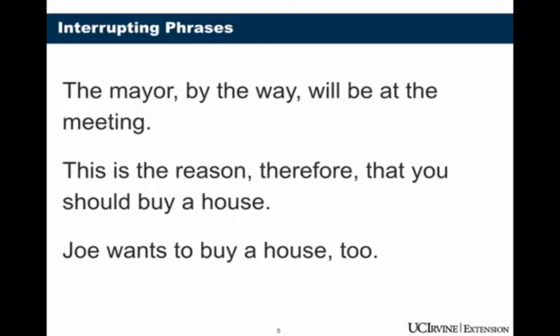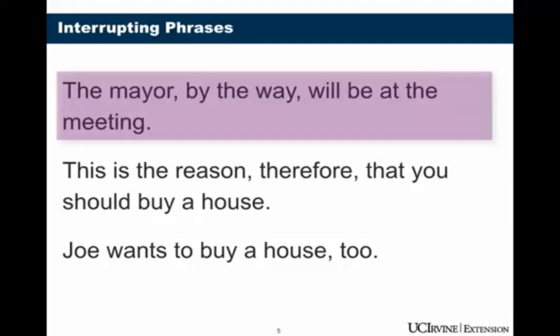We also need to use commas with interrupting phrases. Interrupting phrases interrupt your sentence. You'll usually find them between the subject and the verb, but they can go anywhere in the sentence. Look at the first one. The mayor, by the way, will be at the meeting. By the way is interrupting our main clause, so we need to separate it with commas.